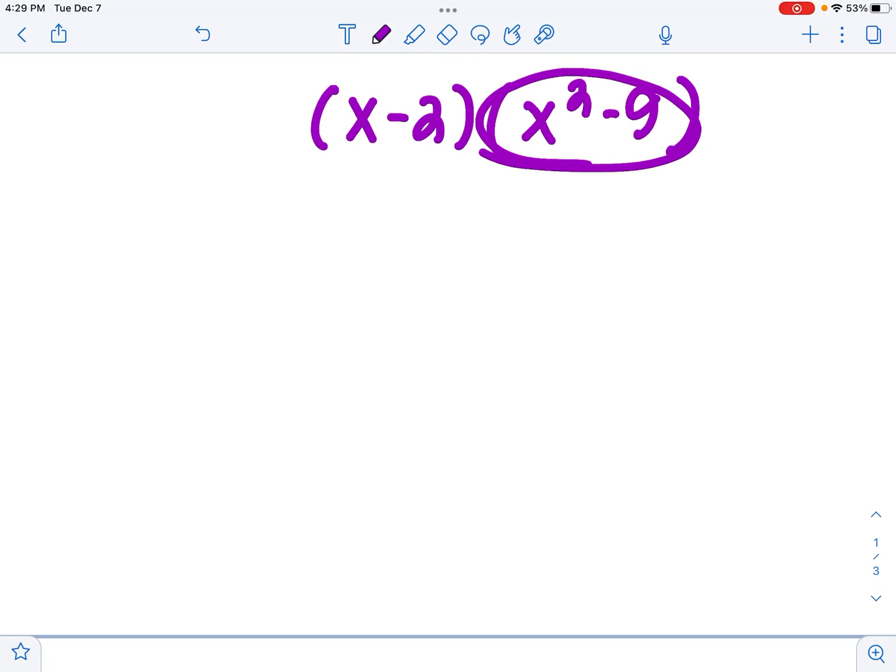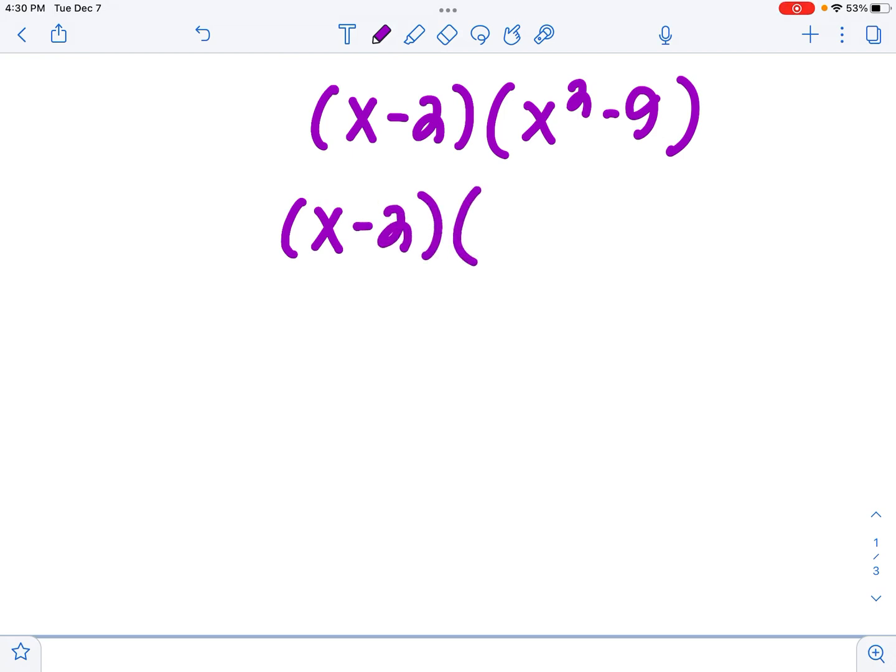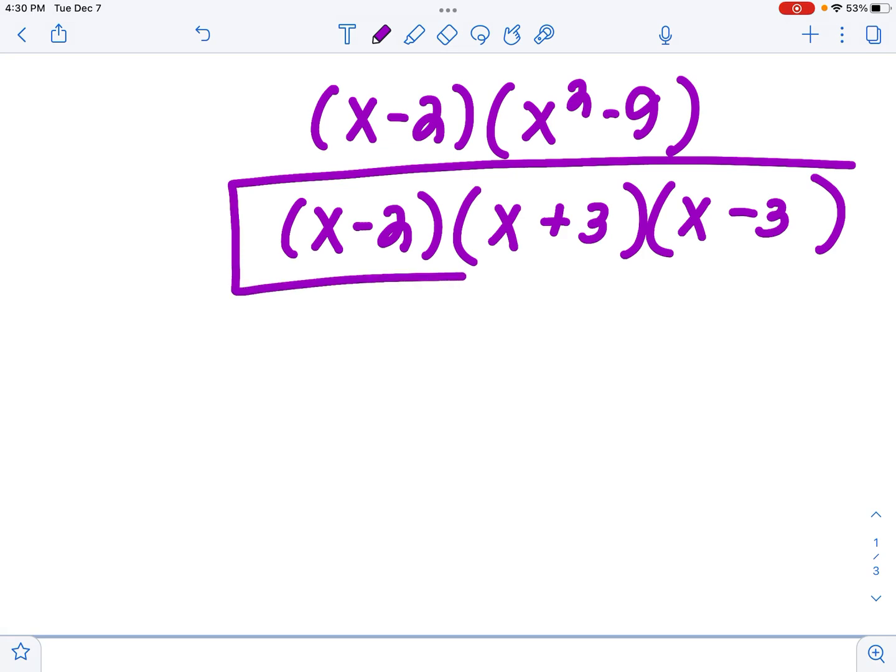But if you look, this is still a quadratic, and this quadratic is still factorable because it's a difference of squares. So I'm going to keep the x minus 2 in my answer. And then the x squared minus 9 I'm going to factor. This is a perfect square, this is a perfect square, and it's a difference. So I'm going to factor it. The first 2 terms have to multiply to give me x squared, which is x and x. And the second 2 terms have to multiply to give me negative 9, which is positive 3, and negative 3. And there I'm completely factored.